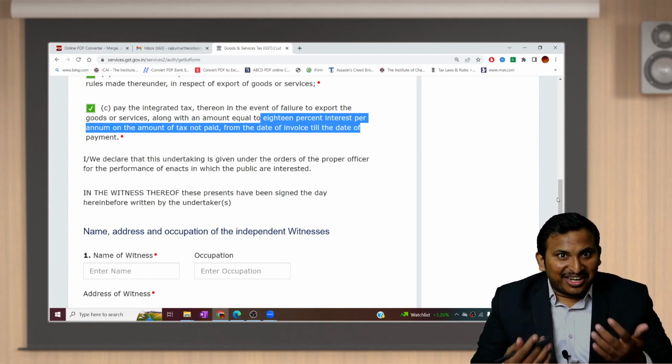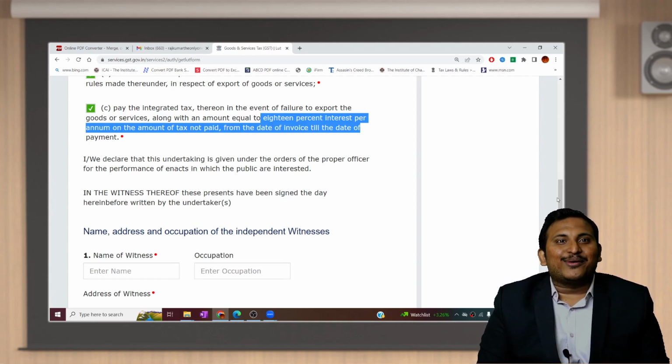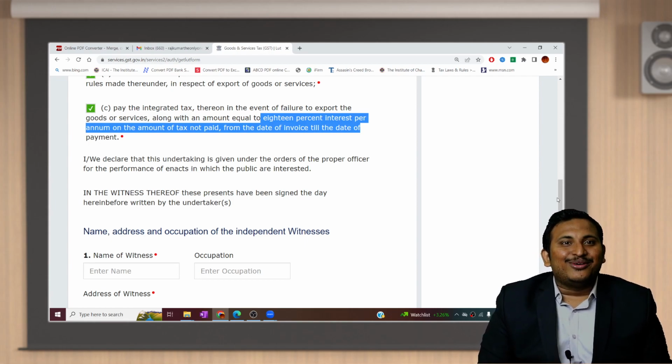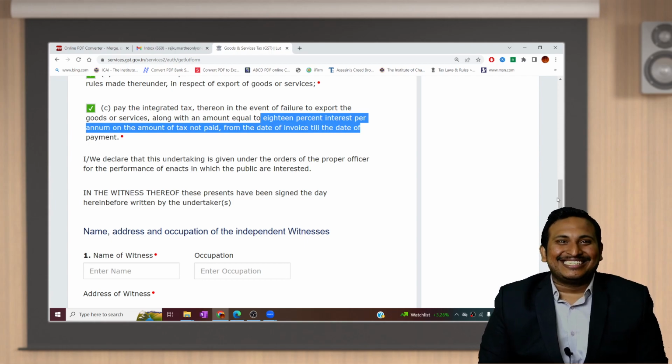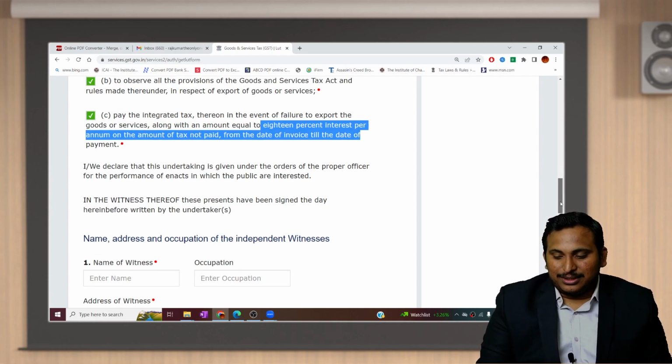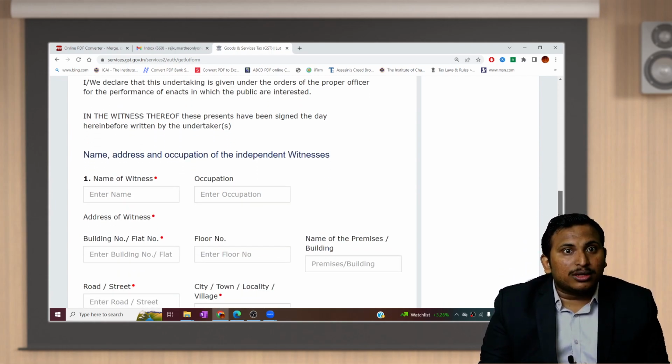If you are filing an agreement for something, generally witnesses are required. Yes or no? But now it is not physical, it is online. That's why they still ask for witnesses. Two witnesses are required, because you are sending without payment of tax.